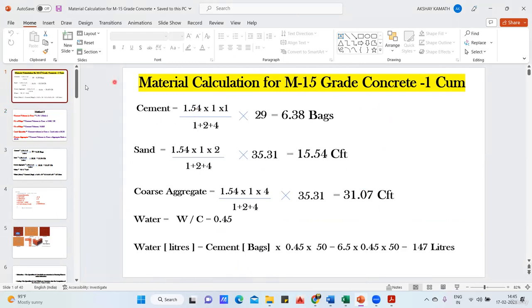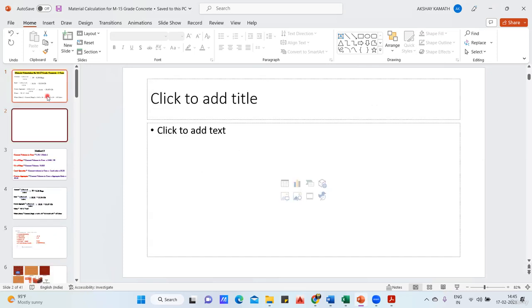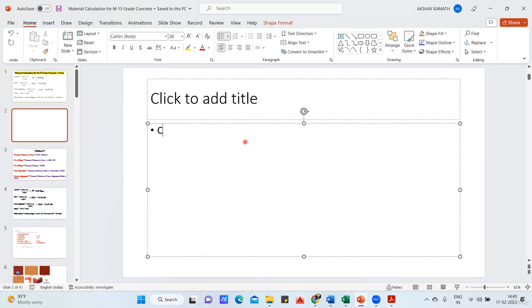See, whatever concrete we prepare, that is in a wet state, right? Whatever concrete I prepare is in a wet state. But the cement, sand, and aggregate that we take initially to prepare the concrete, all of these are in a dry state. Dry means there is no water in it.